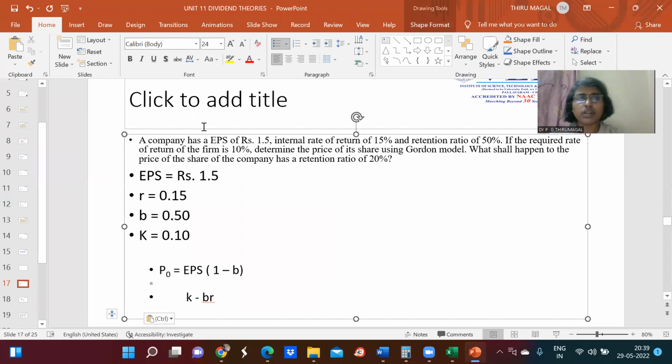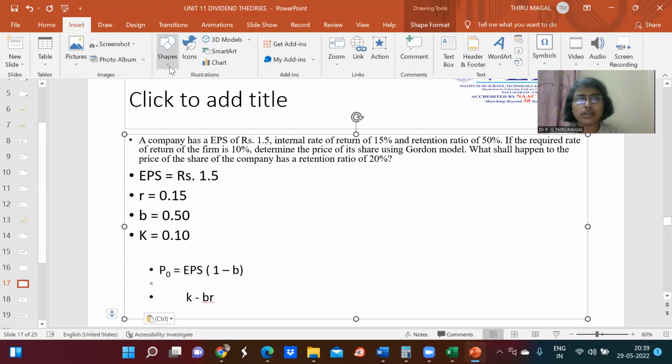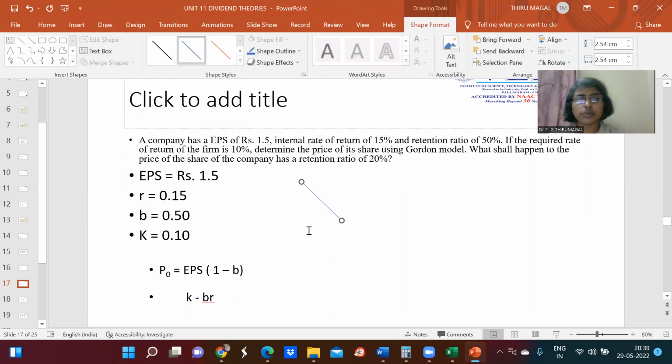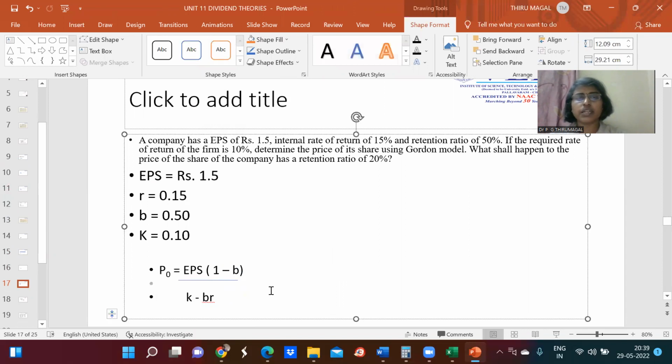Now, with the same formula, we'll just insert the values. EPS into 1 minus B, divided by K minus BR. Now instead of EPS, I'll mention 1.5. And for 1 minus B, the B value is 0.50, that I'll mention, divided by K minus BR. K is 0.10 minus B into R. B is 0.50 multiplied with R. The R value is 0.15.